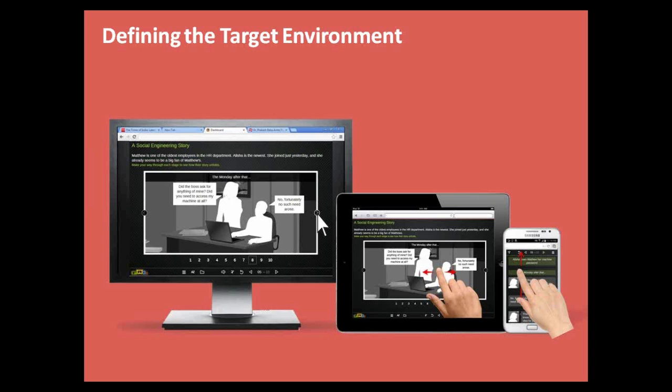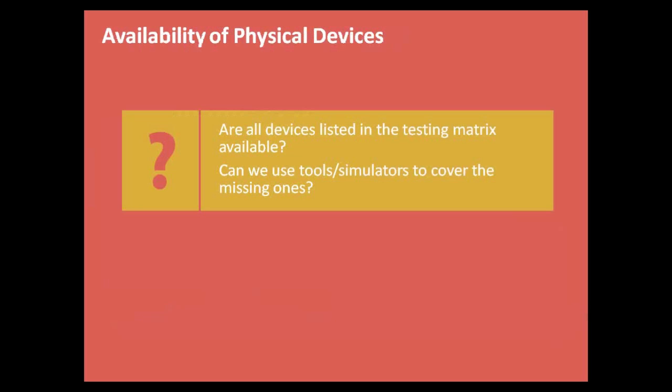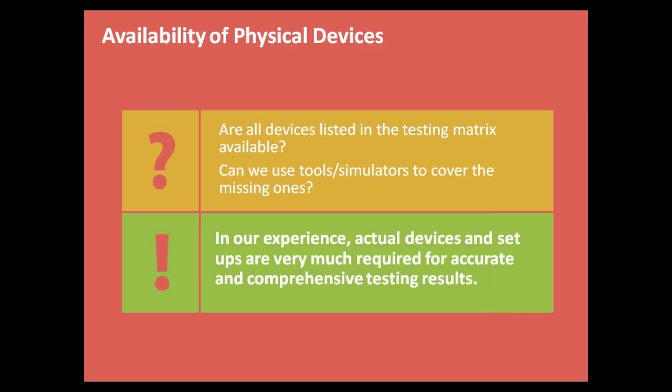The next point of consideration, once we had our matrix defined, was to check against the devices that were defined in that matrix, how many did we have available? Did we have them all, and could we use tools and simulators to cover any of the missing ones? So we did try out some tools and simulators at this point, and finally we concluded that actual devices and setups were very much required for accurate results.